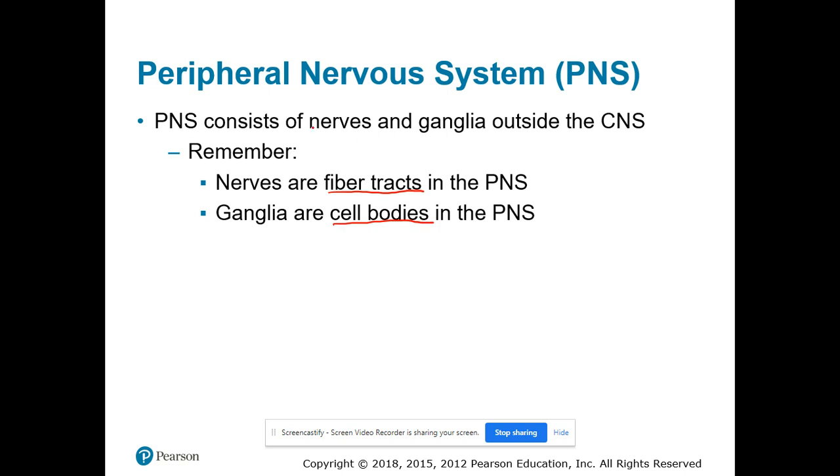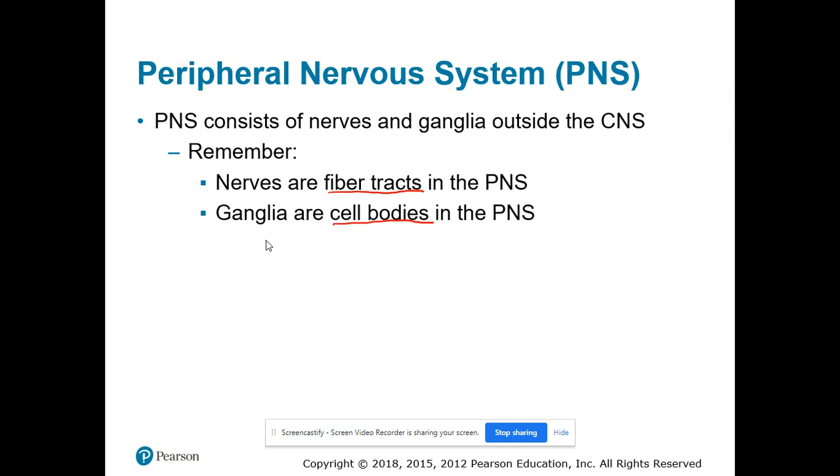So for our peripheral nervous system, our fiber tracts are called nerves. In our central nervous system, they were called tracts, but here they're just called nerves. Our cell bodies in our peripheral are called ganglia, whereas in our central, they were called nuclei. So there's a little bit of terminology difference that I just want to bring back up. Speaking of our fiber tracts, these are going to be the ones that send our signal.